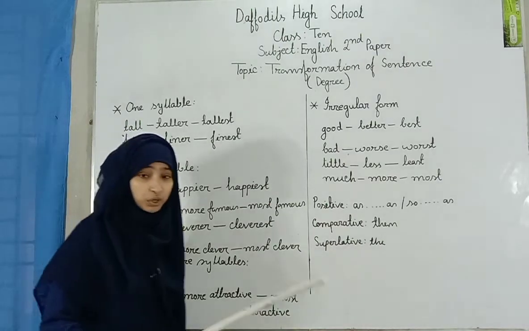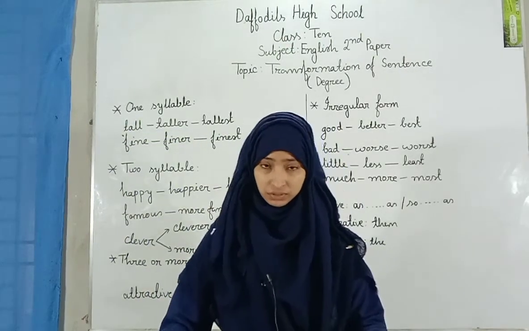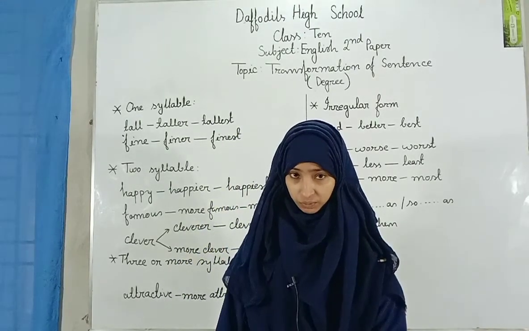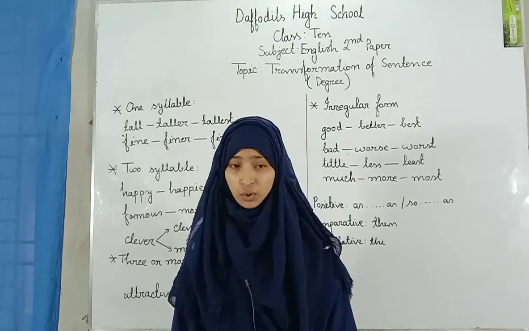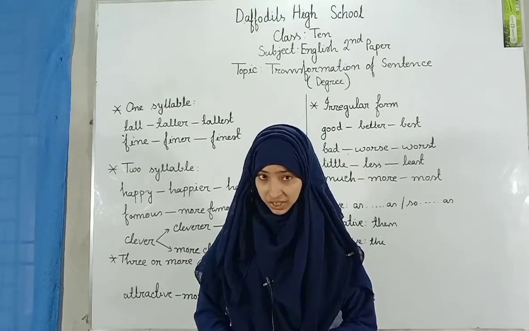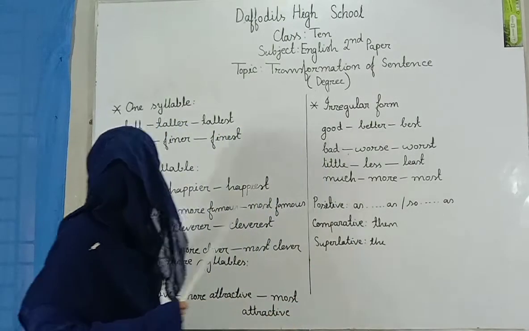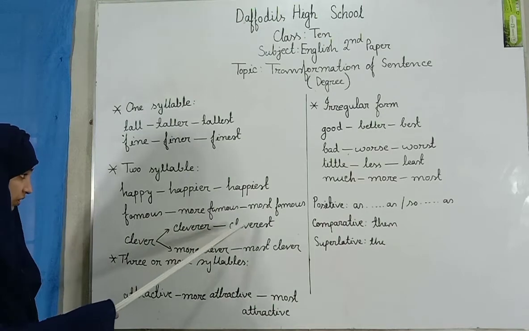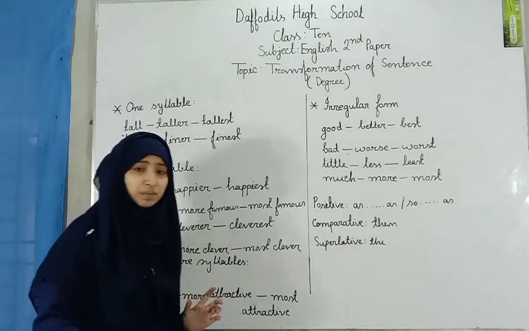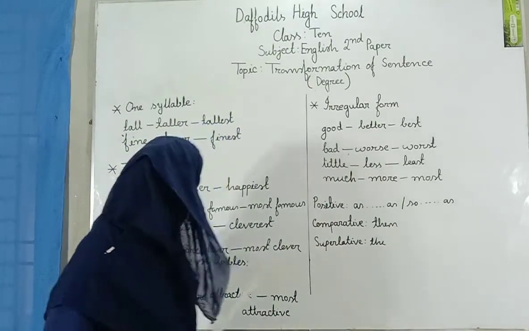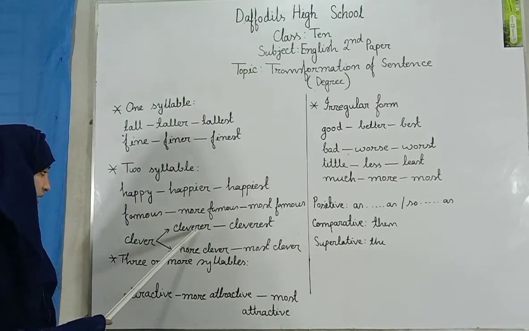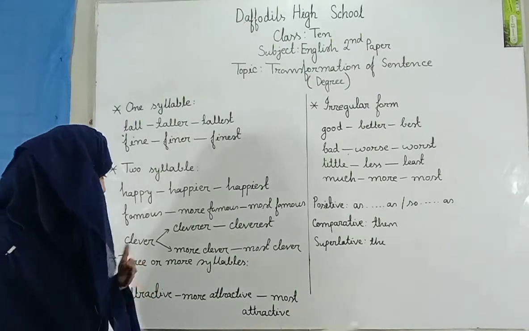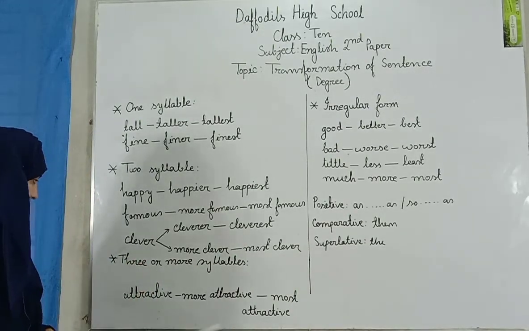The adjectives with two syllables differ. Some add er or est for comparative and superlative form, and some add the words more for comparative and most for superlative degree. For example, happy, happier, happiest; famous, more famous, most famous. Some can do either, like clever: clever, cleverer, cleverest, or clever, more clever, most clever.